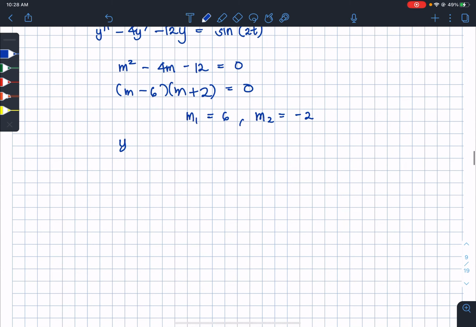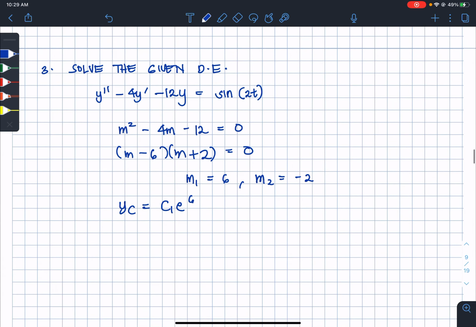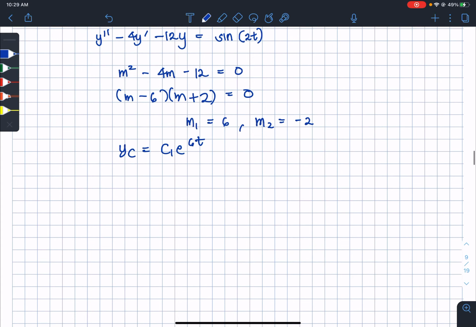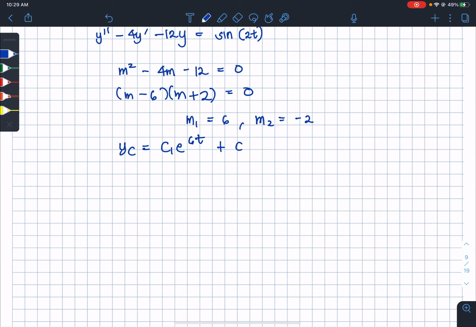So from here, our y sub c would be c1, this is case 1, distinct roots. So c1 e raised to 6, we're using t, so 6t, and then plus c2 e raised to negative 2t. So that is our complementary solution. Next, we're going to find our particular solution.